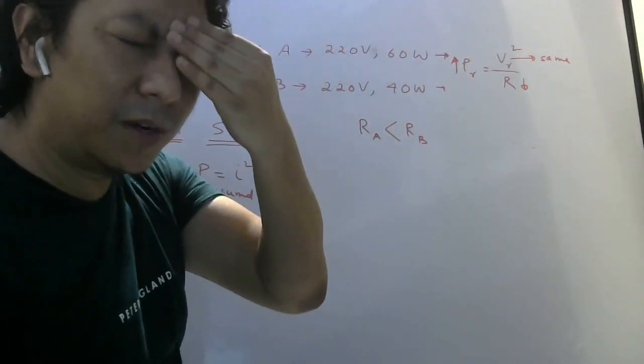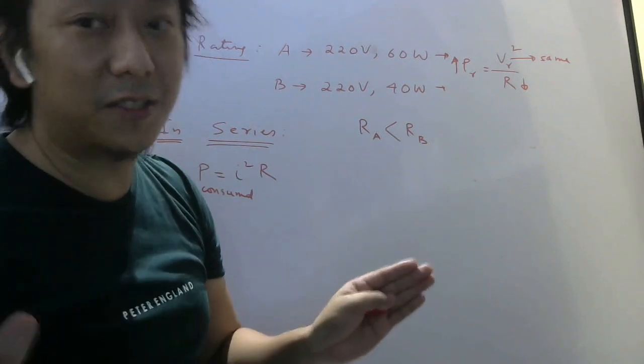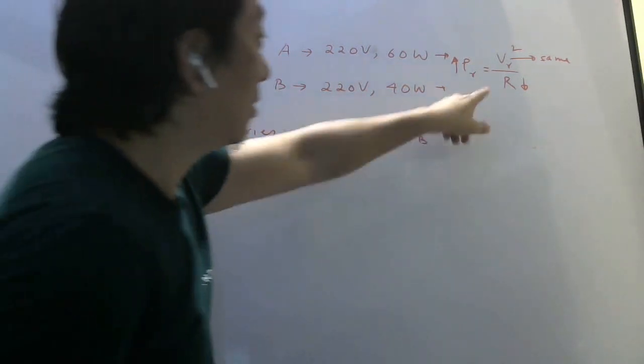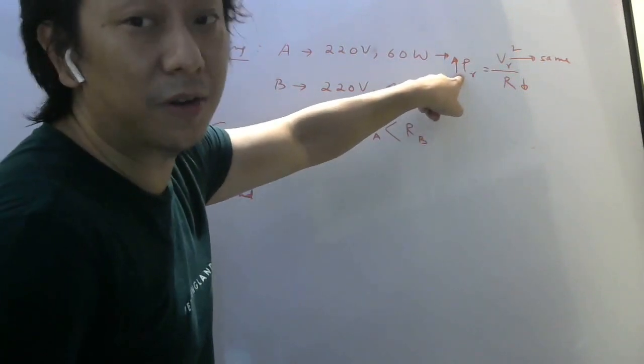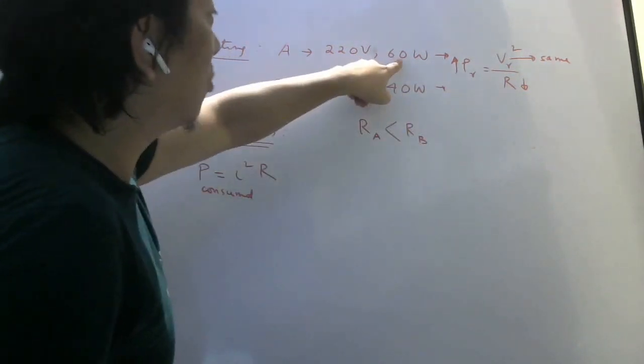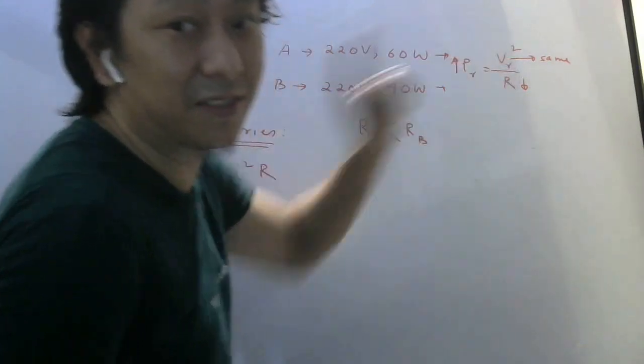Rated voltage will be taken common only. So when the manufacturer makes bulbs, he will always assume the voltage is same, and then he will design different resistance depending on the power requirement. So this has more power, so he will make this one having less resistance.